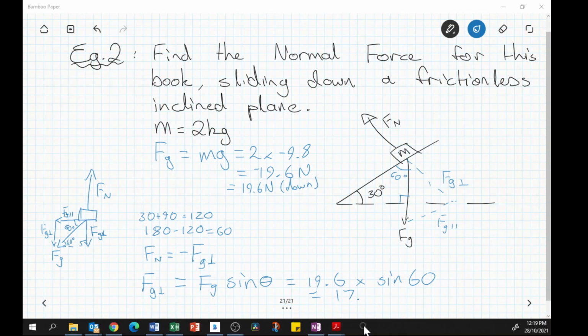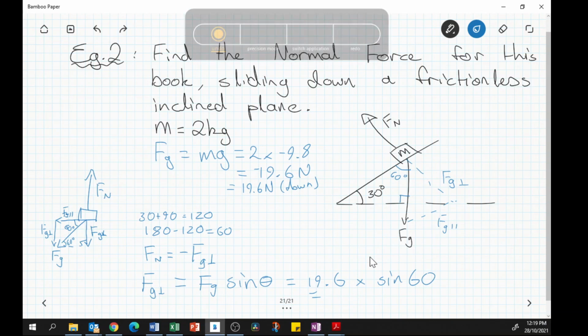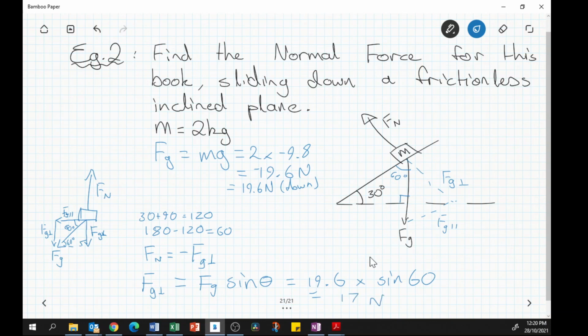$16? Oh, wait, no. Let's do two significant figures actually. 17? Yeah? Cool. That's our perpendicular force. That's equal to the negative of our normal force.